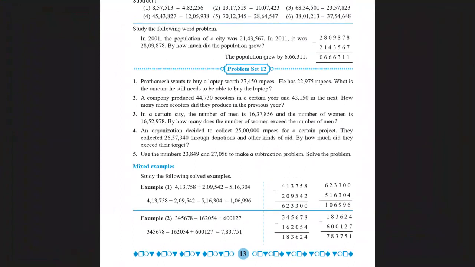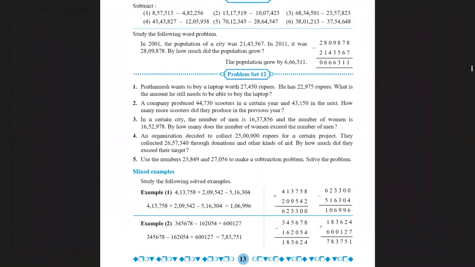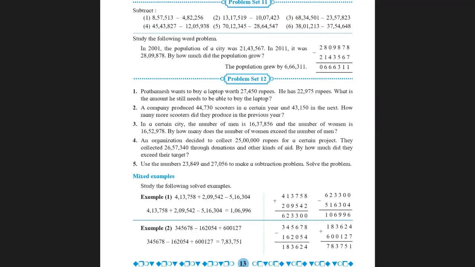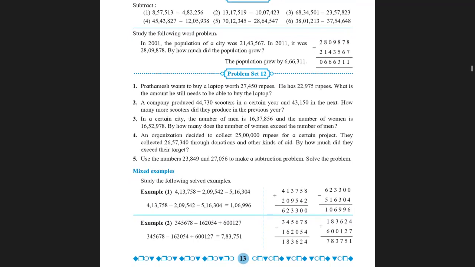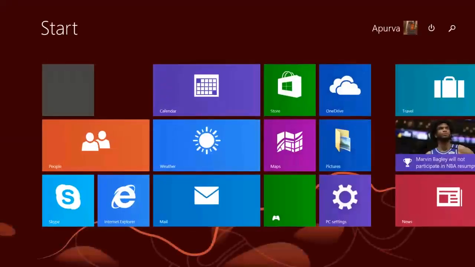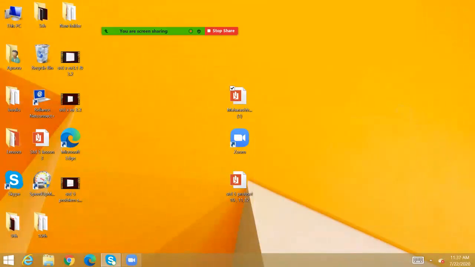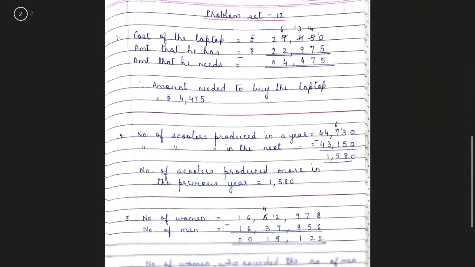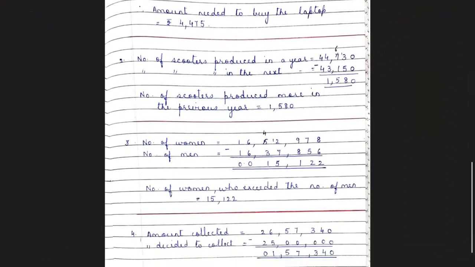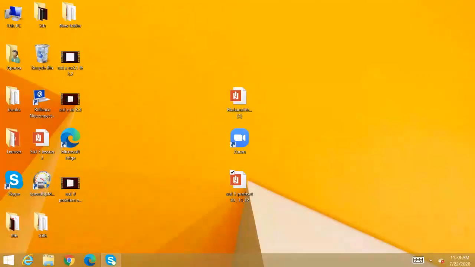So cost of the laptop is 27,450. Amount that he has with him now is 22,975. How much more does he require to buy the laptop? So obviously you have to subtract the cost of the laptop minus amount that he has. So let's see how to do it. So the steps are like this. Cost of the laptop, rupees 27,450. Amount that he has, 22,975. You will subtract, same method. Amount needed to buy the laptop, rupees 4,475.